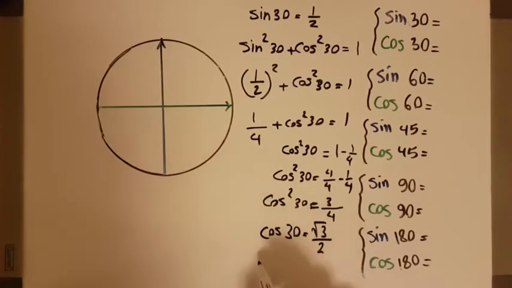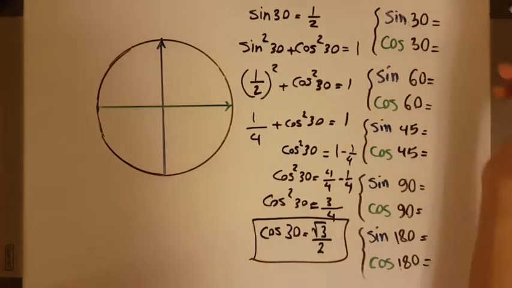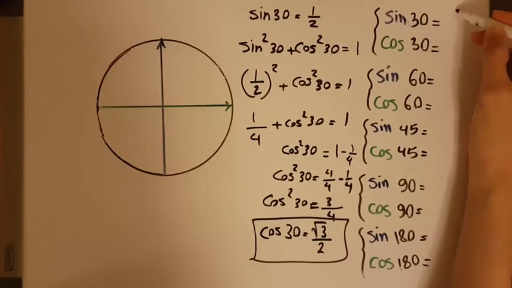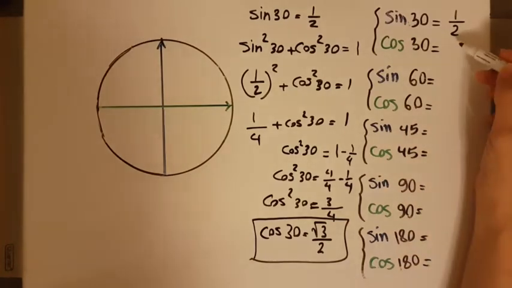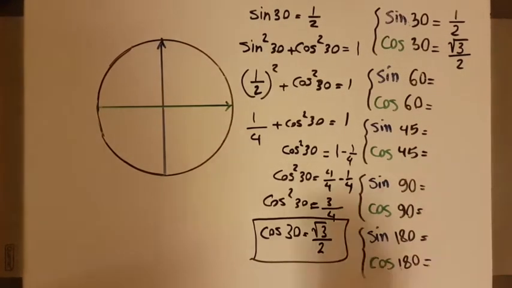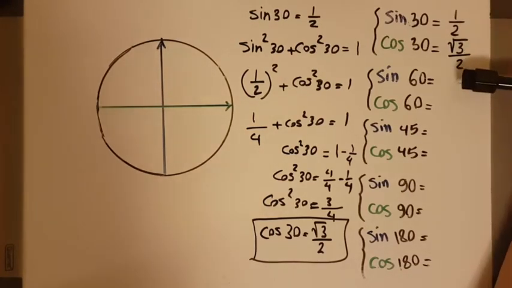So this is the cosine of 30. I better write in here the sine of 30. I knew it was half, and now I know the cosine of 30 is the square root of 3 over 2, or as some people might want to pronounce this, radical 3 over 2.